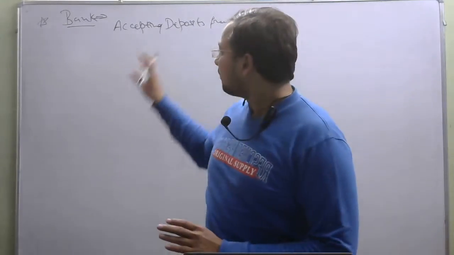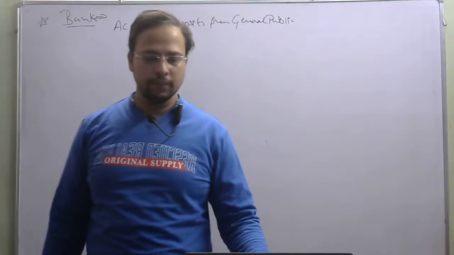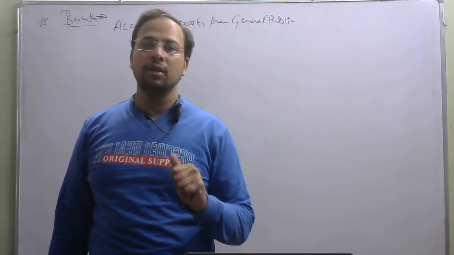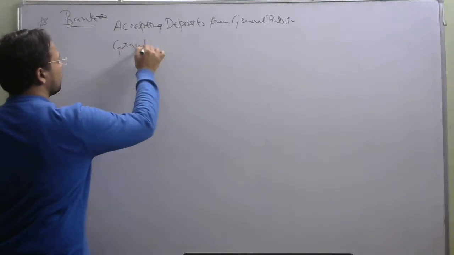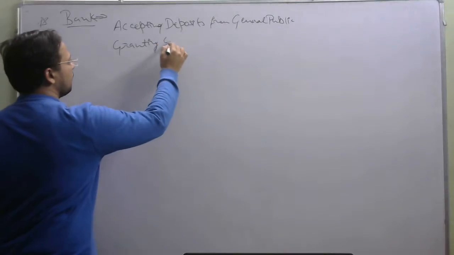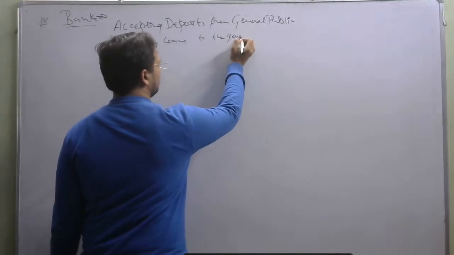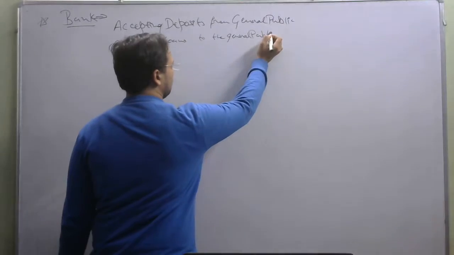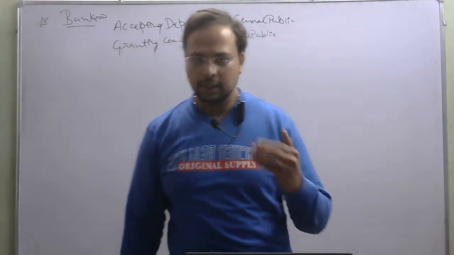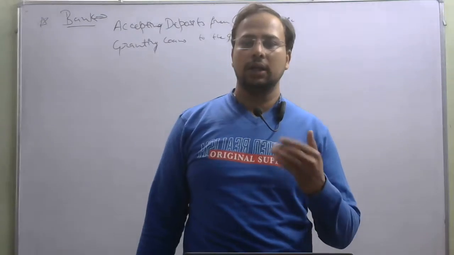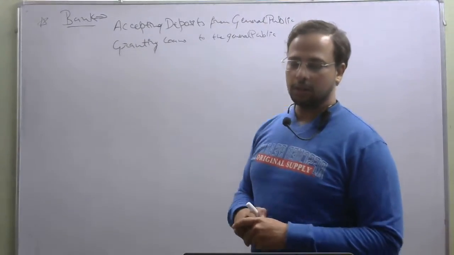Okay, so that is the first function of the bank, and the second function of the bank is that the bank will be granting loans to the general public. So students, these are the functions of a bank. The first is that it accepts deposits from the general public, and it grants loans to the general public.